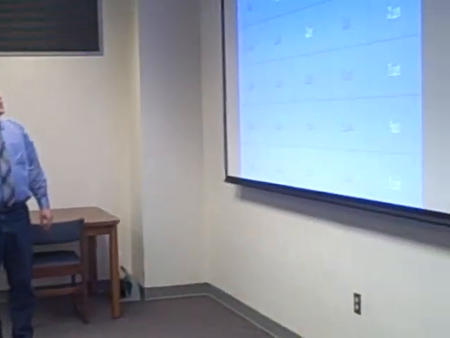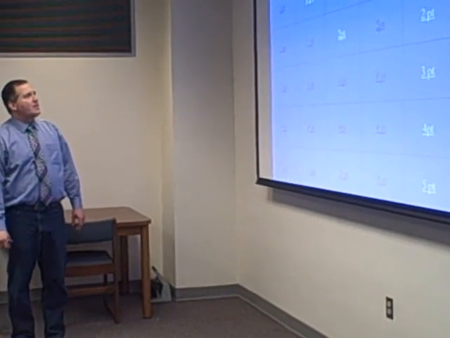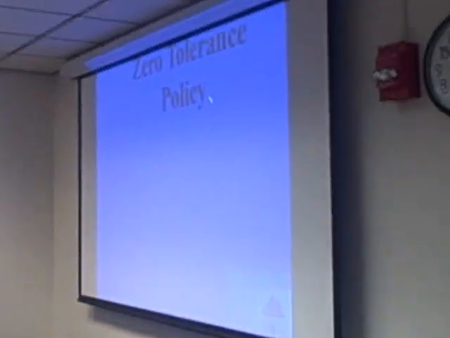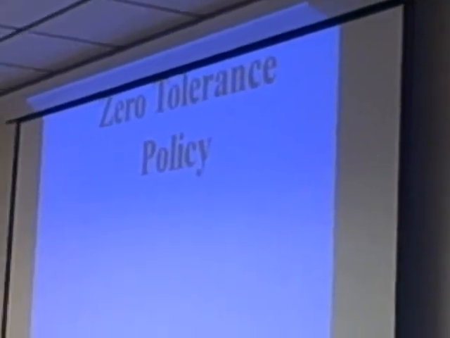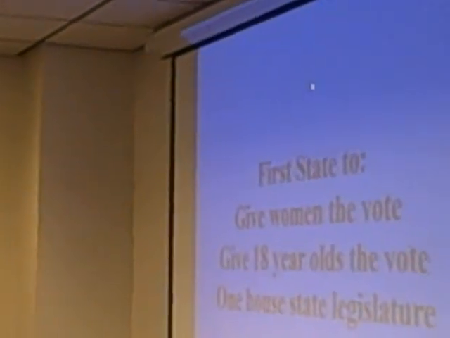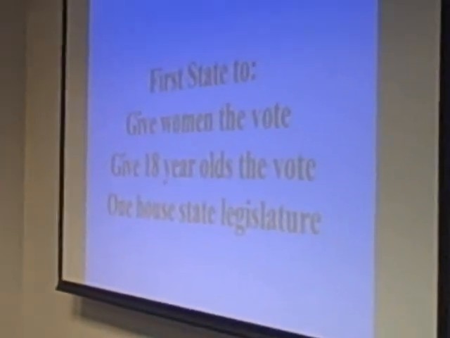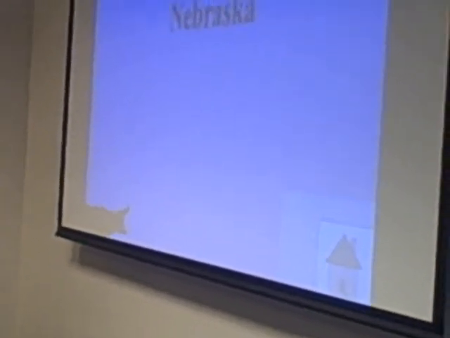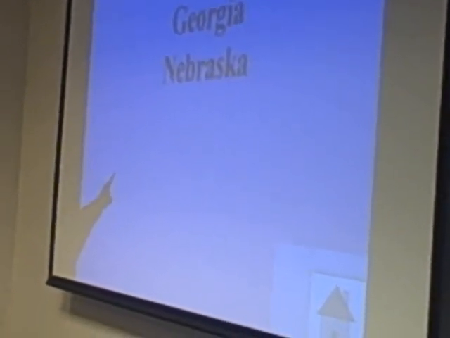Go ahead, touch the house. Open up articles for one. List all you can. Zero tolerance policy with New Jersey guns. Federalism for one. First state to give women the right to vote: Wyoming. First state to give 18-year-olds the right to vote: Georgia. First state with the unicameral: Nebraska. Thank you, Kelsey.